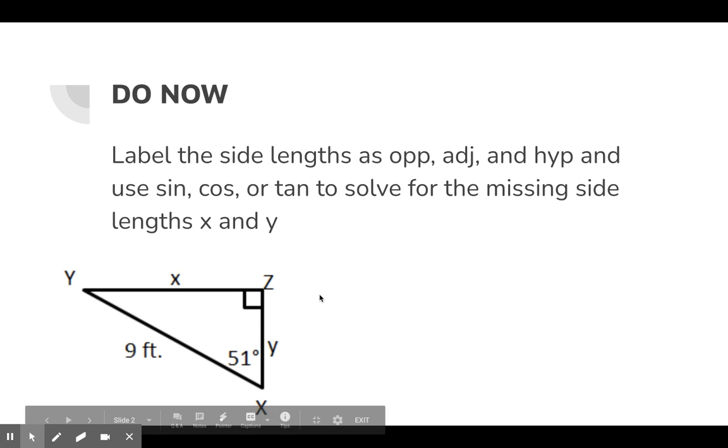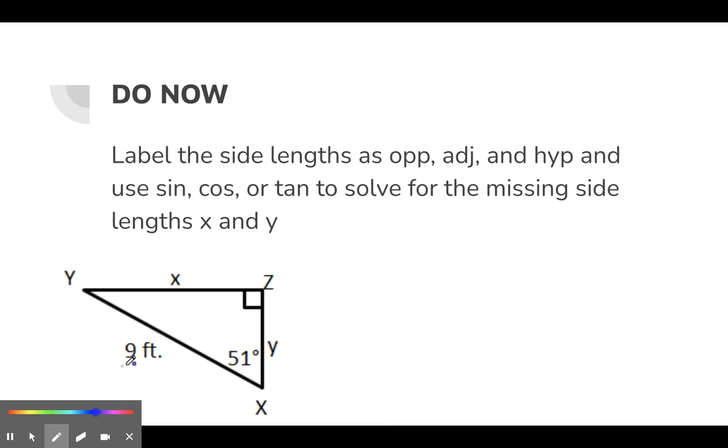Okay, so a quick do now, quick refresh. Label the side lengths as opposite, adjacent, and hypotenuse, and use sine, cosine, or tangent to solve for the missing side lengths, x and y. So here is our angle. This is our theta, right? Which means that x is going to be opposite, y is going to be adjacent, and 9 is going to be our hypotenuse, all right?